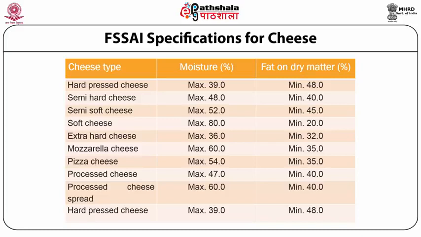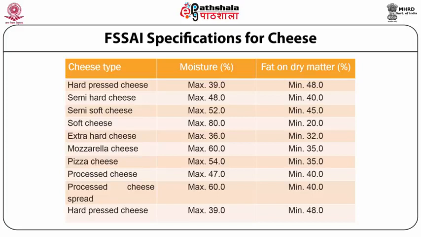Mozzarella cheese, not especially for pizza, to be used in salads and in some other ways, has maximum 60% moisture and minimum 35% fat on dry matter. Pizza cheese, again categorized under the mozzarella cheese category, especially for pizza applications, should have maximum 54% moisture and minimum 35% fat on dry matter.